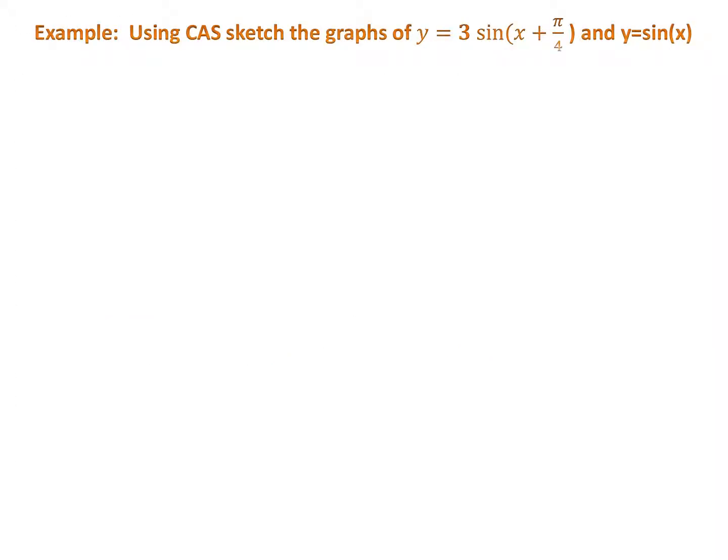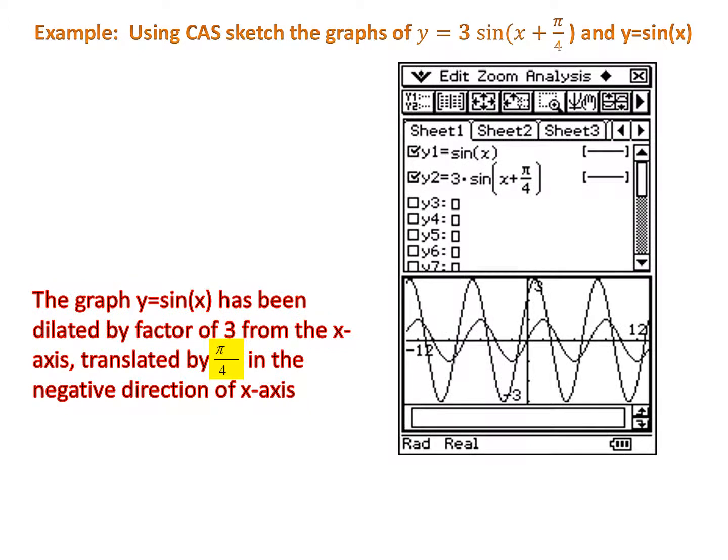Right, next part. We're going to use CAS to sketch that. We can see here the graph has been shifted pi on 4 to the left. Not only has it been shifted, of course, there is a dilation factor 3 from the x-axis as well, so you can see the amplitude change. The period doesn't change, but the graph has been translated pi on 4 in the negative direction of the x-axis.